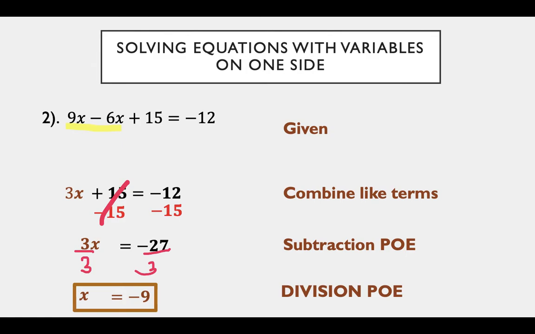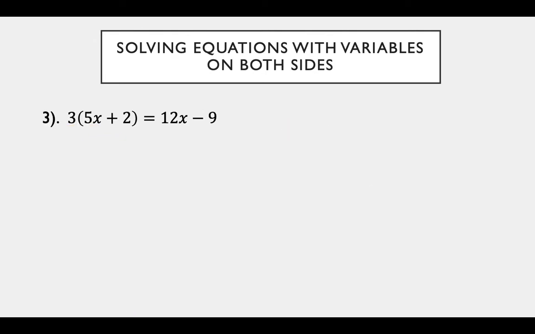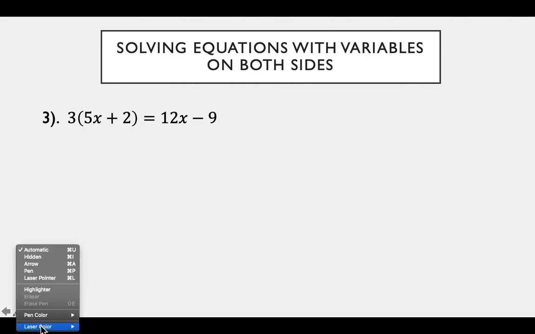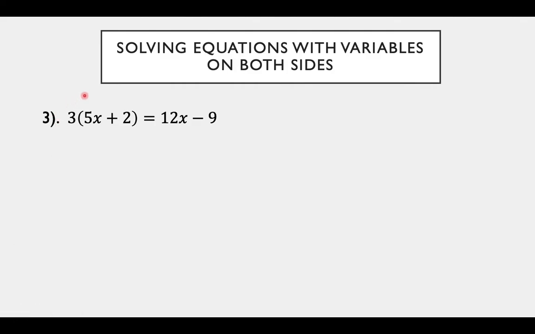Okay, so there are 2 examples there. Hopefully the examples in class gave you a better idea. What we're going to do now is solve equations with variables on both sides of the equation. When I talk about variables being on both sides, notice how I have the variable x on the left side of the equation and the variable x on the right side of the equation.